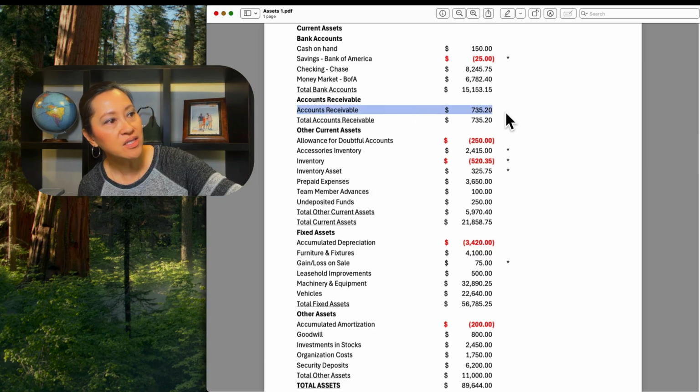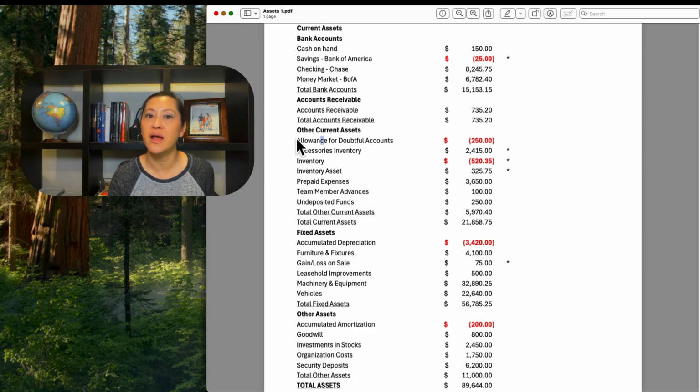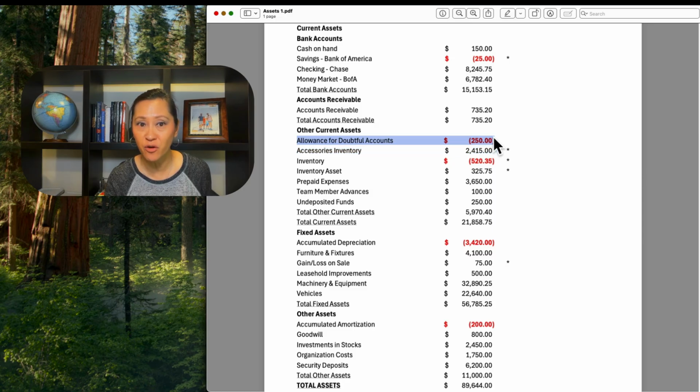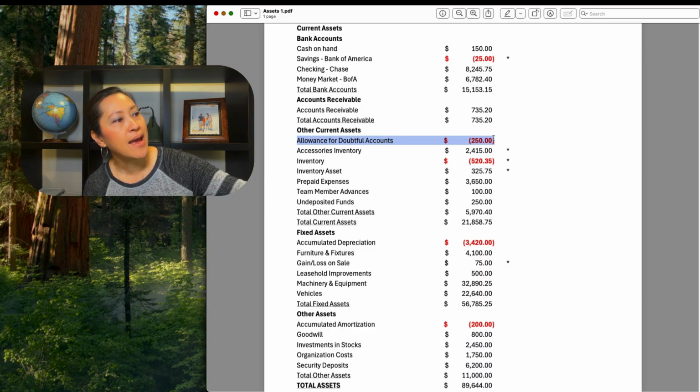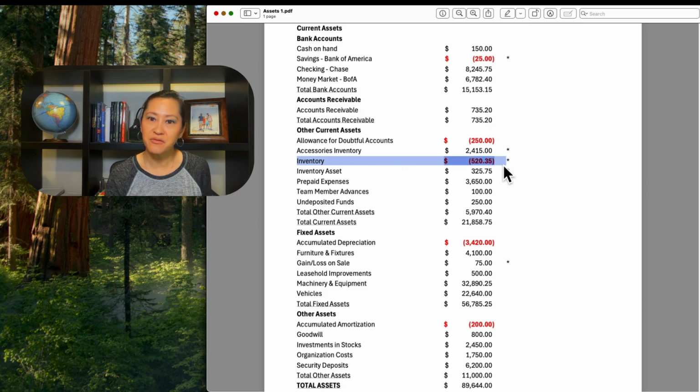Okay, moving on to other current assets. The only account that should normally be negative here is the allowance for doubtful accounts. This is an estimate of invoices you don't expect to collect from customers. Everything else should be positive. For example, I immediately notice inventory showing negative $520.35. Inventory should never be negative.